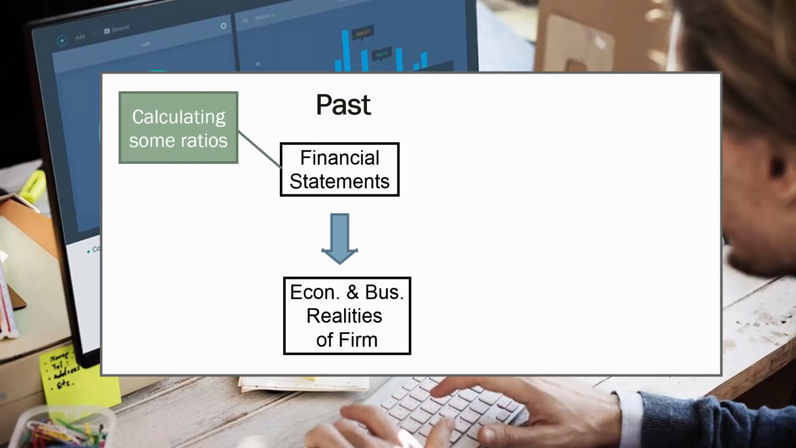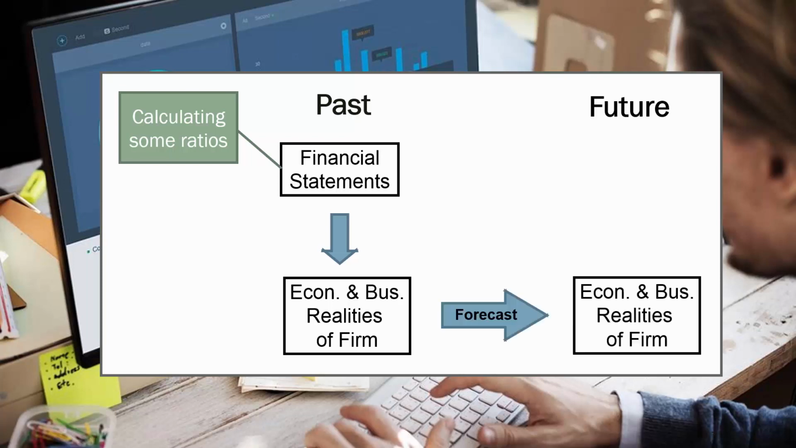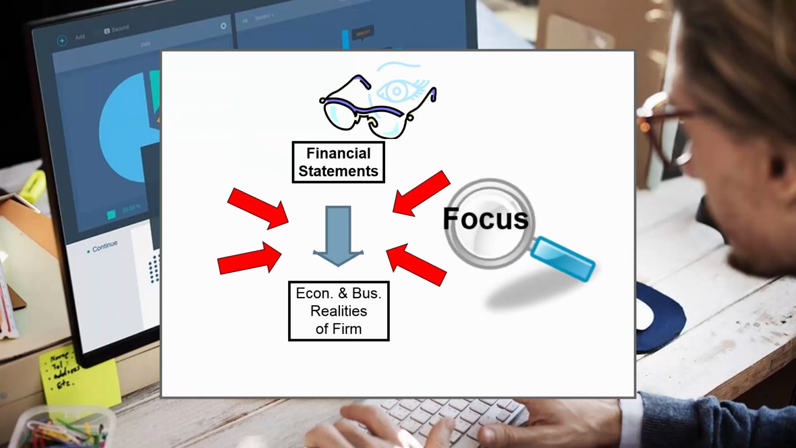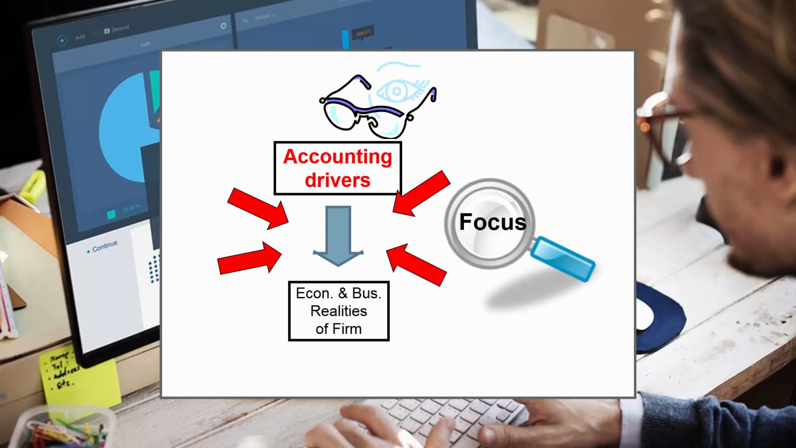We need to connect our firm's financial statements to the economic and business realities of our firm. It is these economic and business realities that we need to forecast and then carefully connect to our firm's future financial statements and then to the value of our firm. We need to focus on connecting our firm's past financial statements to the economic and business realities of our firm. To do this, we need to focus our analysis on the key accounting drivers of our firm and how these connect to the realities of our firm. But how do we do this with our firm?